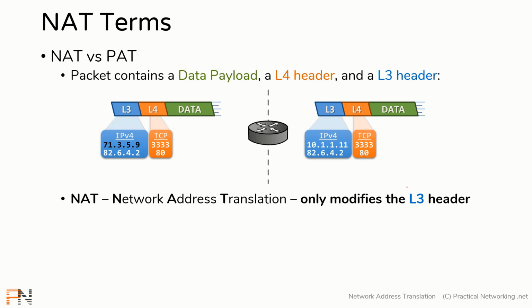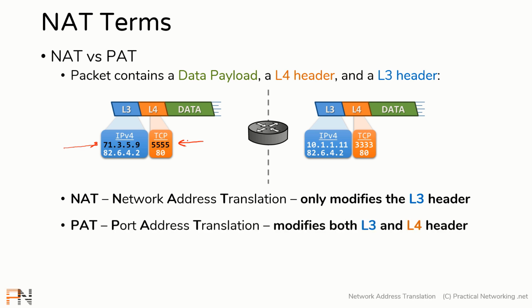By comparison, if as the packet crosses a router, you modify both the layer 3 and the layer 4 header, notice here the IP address is different and the ports are different, you have what's known as a PAT. A PAT stands for a Port Address Translation, and a PAT's definition is a modification of both the layer 3 and the layer 4 header. So when you think of NAT, think modification of the layer 3 header, and when you think of PAT, think modification of the layer 3 and the layer 4 header, which means the IP addresses and the ports.